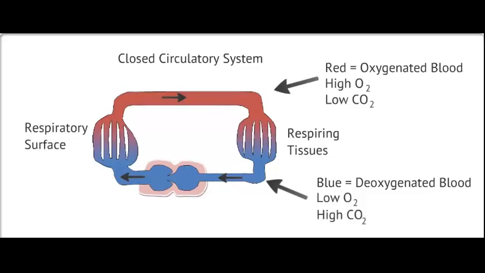Whenever blood is exposed to air, the oxygen is collected, which is why when you accidentally cut yourself, the blood at the site of the wound will be a bright red in color, because the blood is exposed to the air. Humans and all vertebrates have a closed circulatory system.